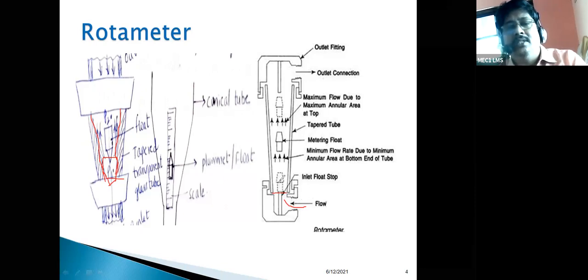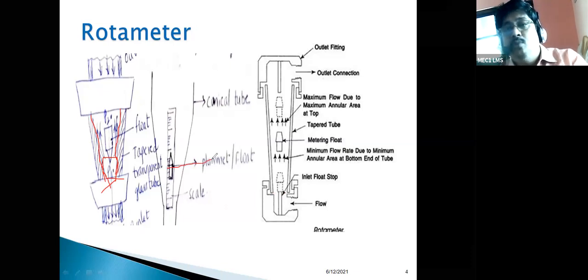Then automatically this float will move up. If the flow is more, this float rises or goes down, depending upon the flow change. On the transparent glass tube, a scale is provided. When the bob or the float is at a position, we note down the reading directly. This indicates the flow rate directly.